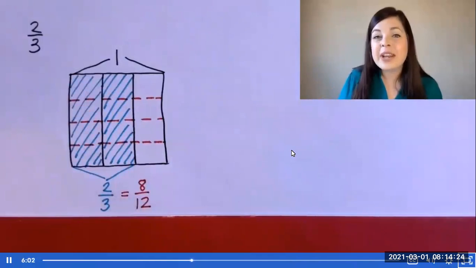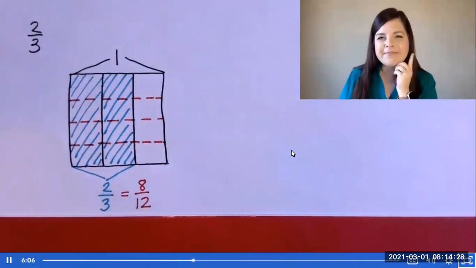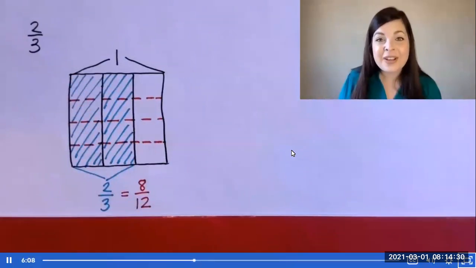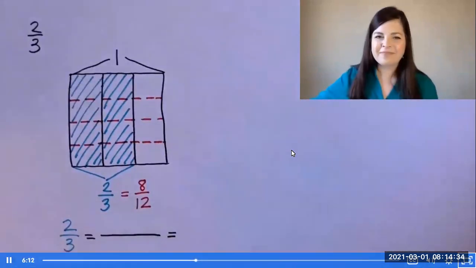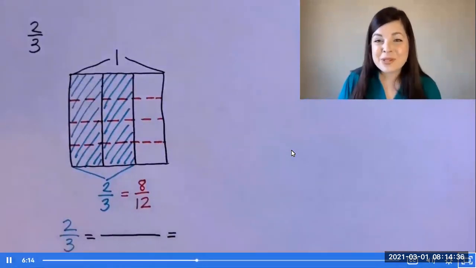Now, how could we show what happened to the units using multiplication? Pause the video and talk out your thinking, and then give it a try. Write the multiplication sentence you're thinking of, starting with 2/3 equals. When you're done, come on back and you can check your work with mine.